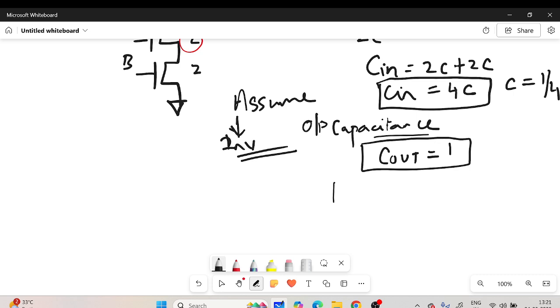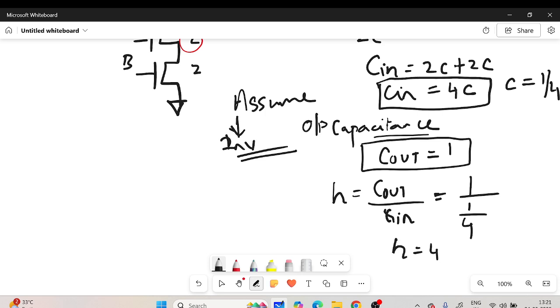Now if I substitute the electrical effort, H will be equal to Cout divided by Cn. So Cout is 1 and Cn is 1 by 4. So H can be simply taken as equal to 4. Right? So the electrical effort that will be obtained will be equal to 4 for a 2 input NAND gate.